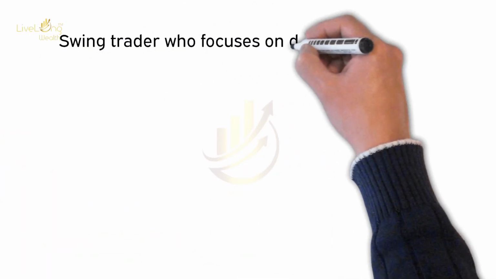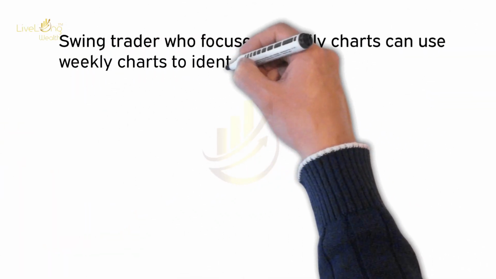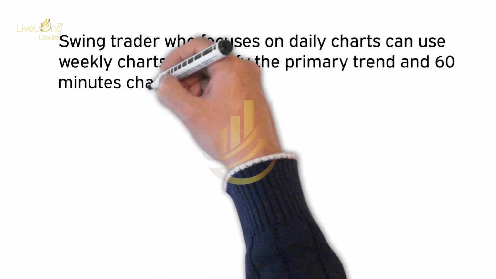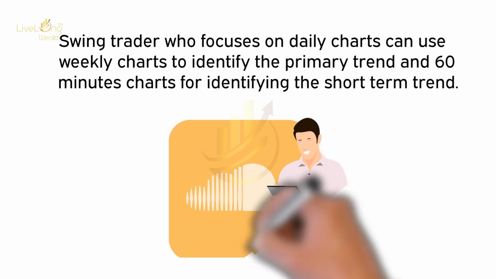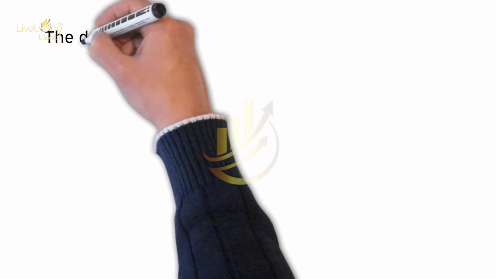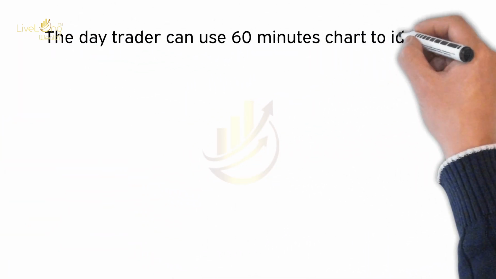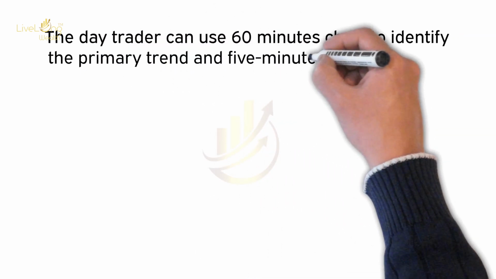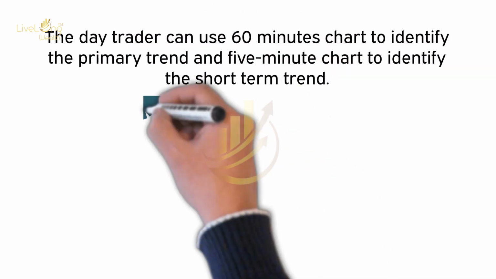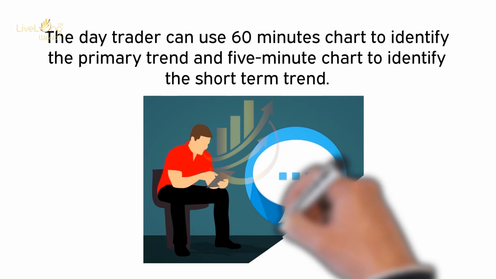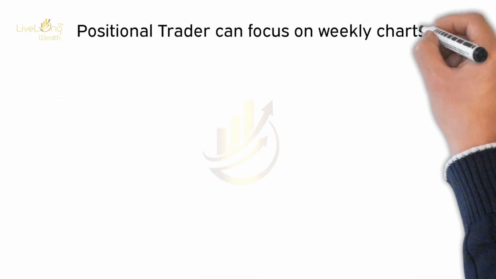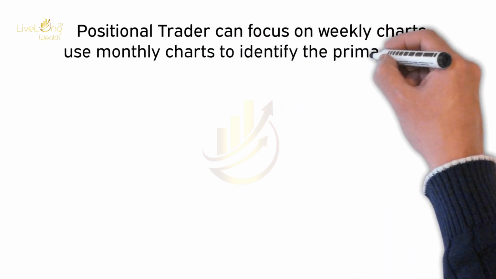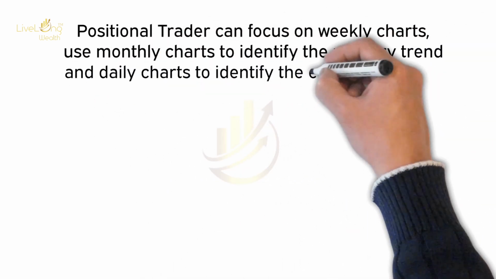A swing trader who focuses on daily charts can use weekly charts to identify the primary trend and 60-minute charts for identifying the short-term trend. The day trader can use a 60-minute chart to identify the primary trend and a 5-minute chart to identify the short-term trend. A positional trader can focus on weekly charts, use monthly charts to identify the primary trend and daily charts to identify the entries and exits.